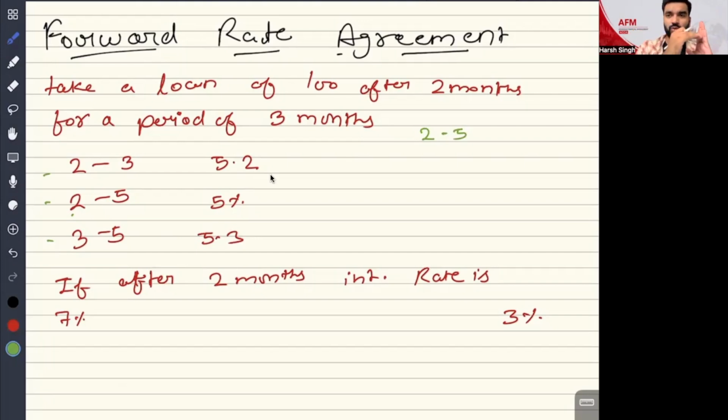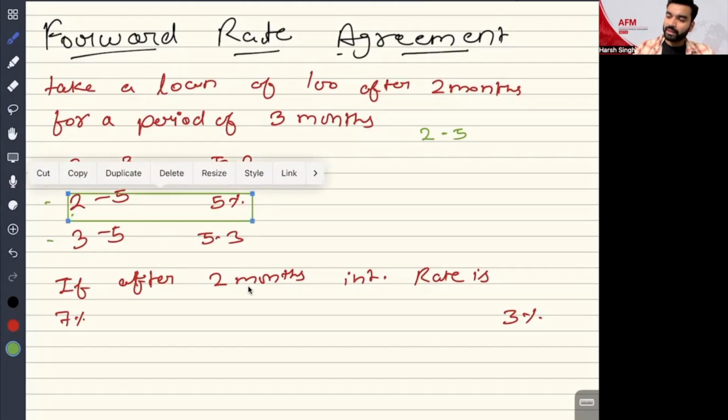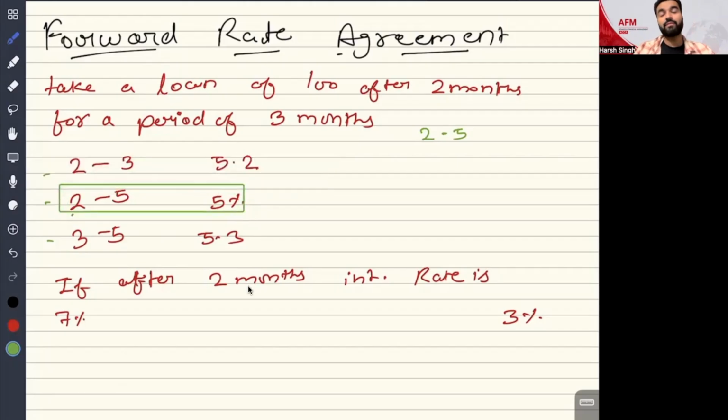I'm taking a loan after 2 months and I'm closing it after 3 months. So total will be how many months? 5 months, right? So that is what we are actually doing. 2-5. So what will be the correct forward rate agreement? 2-5. Although this is something that we do in the FM paper, so we don't have to worry much over here.